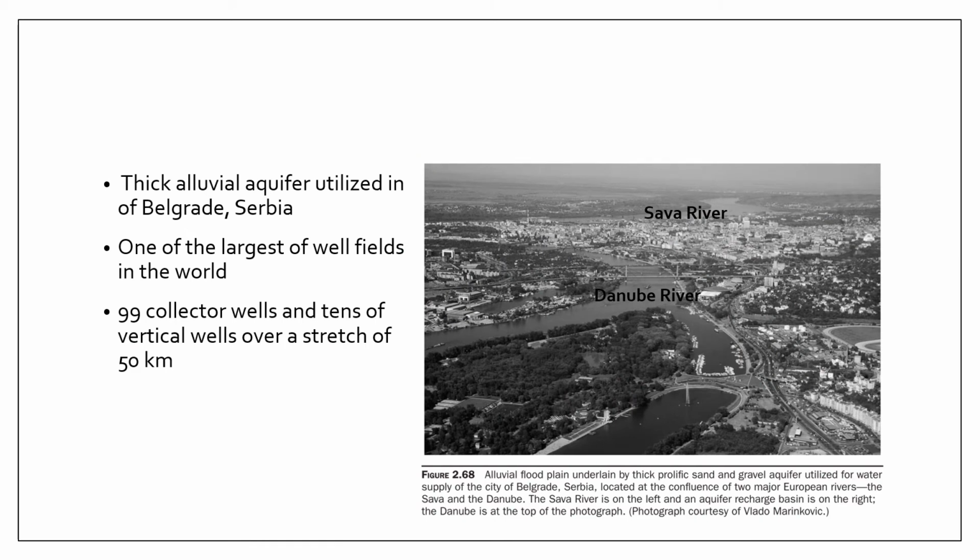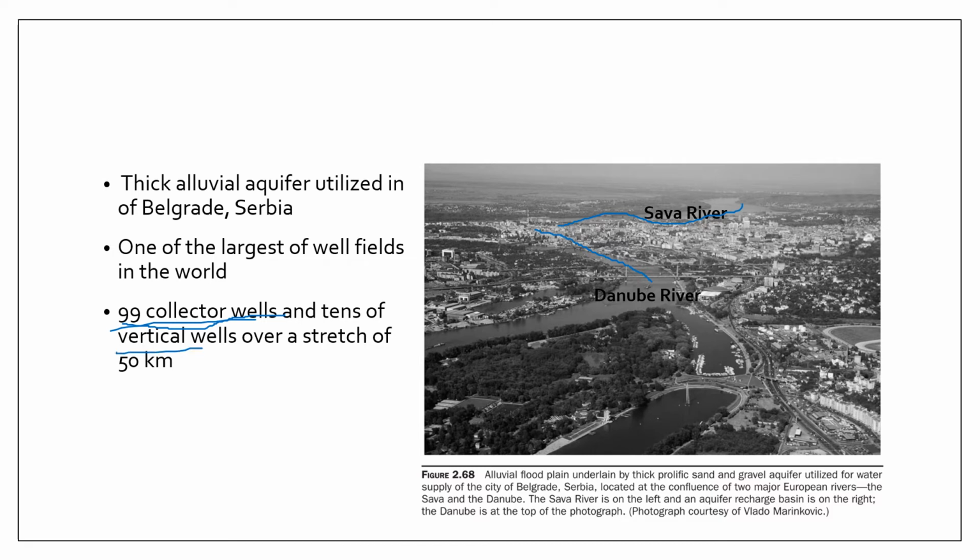And this is a photo of another example of an alluvial aquifer in Serbia, which has one of the largest well fields in the world. So you can see here you have two rivers. You have your Sava River and your Danube River, and this area has a huge complex of groundwater wells, comprising as many as 99 collector wells and tens of vertical wells.